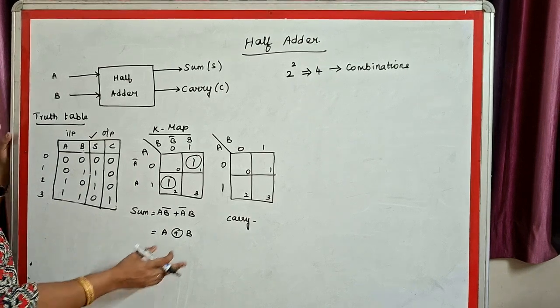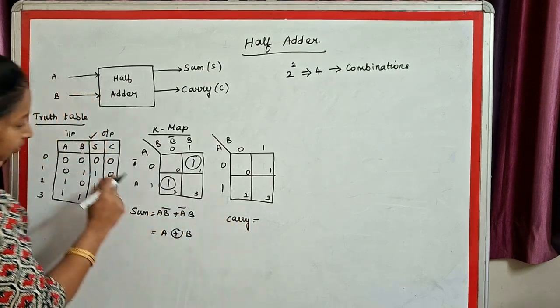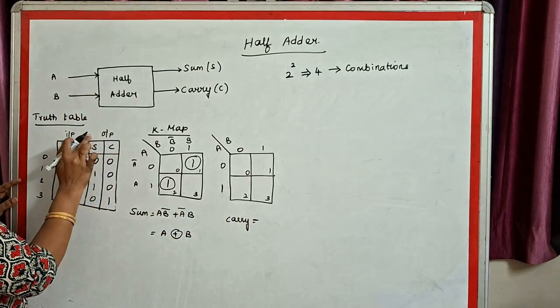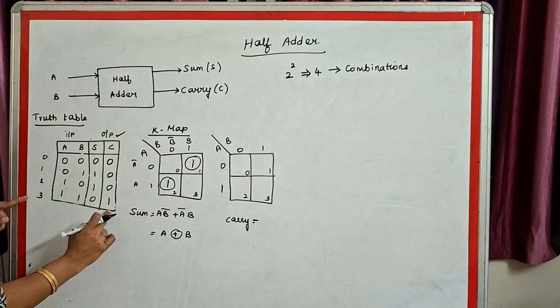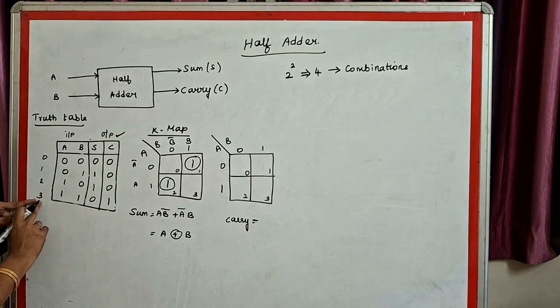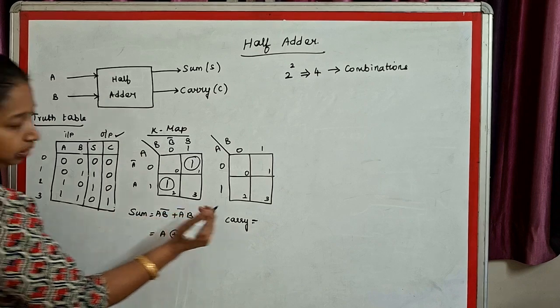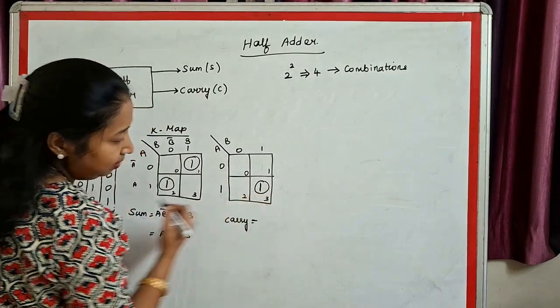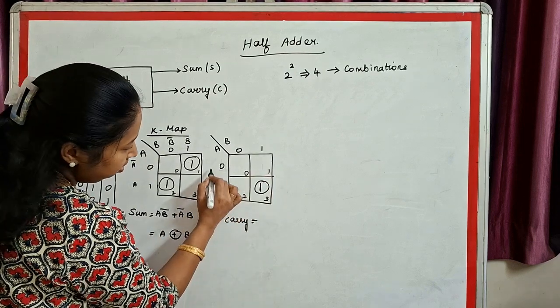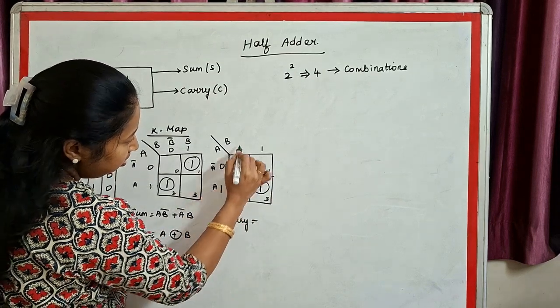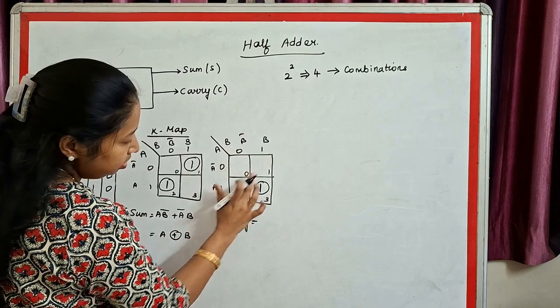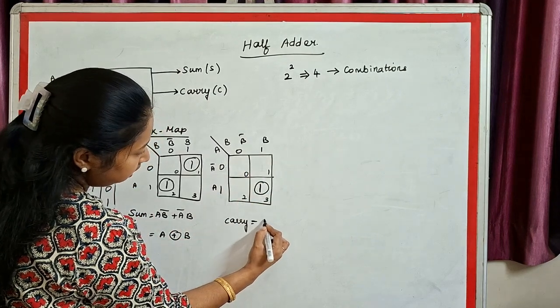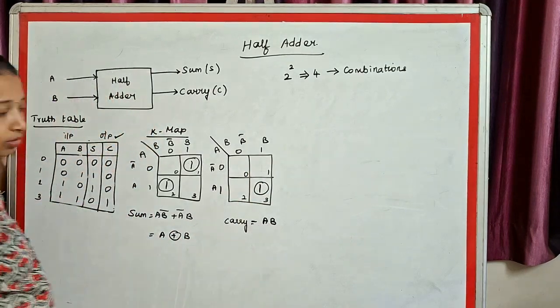Clear? Now, give me the expression for carry. Let's take carry. For the carry output, where do you have 1? You have 1 only against 3. So, only against the number 3, you will be mentioning a 1. So, there is only a single variable mapping here. Now, give me the expression. It is A bar, it is A, this is B bar and B. So, what is the output for this? What is the expression? It is A into B.